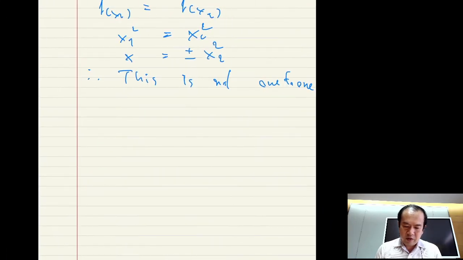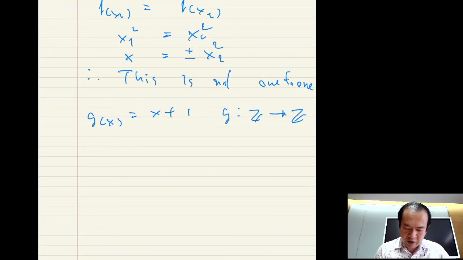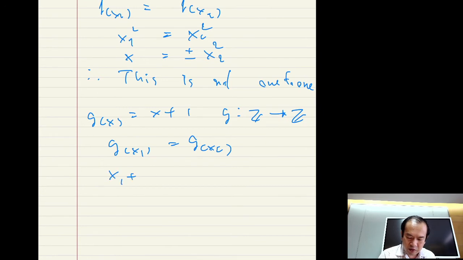Now we do the g. So g of x equal to x plus 1, but g is a function from Z to Z. Now let's say g of x1 equal to g of x2, so x1 plus 1 equal to x2 plus 1. You can say x1 equal to x2, which means that g of x is one-to-one.